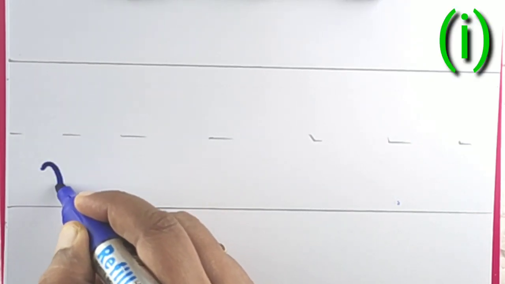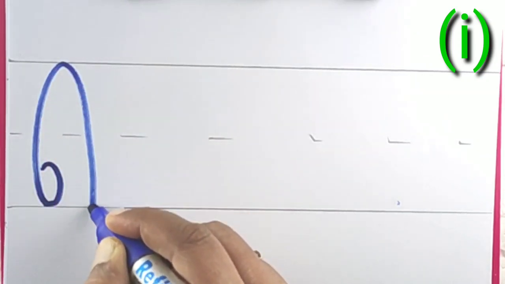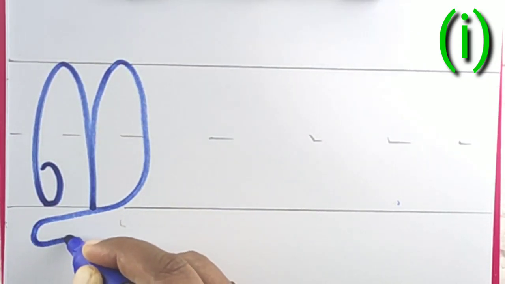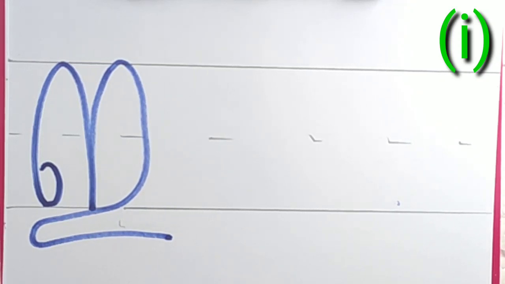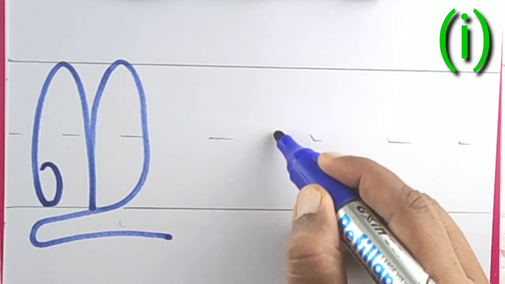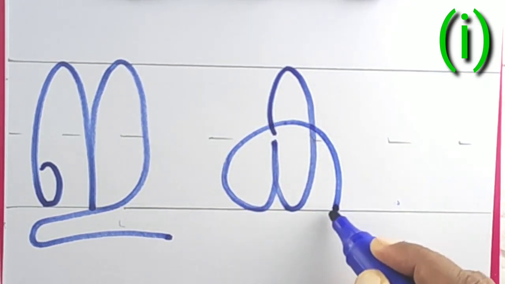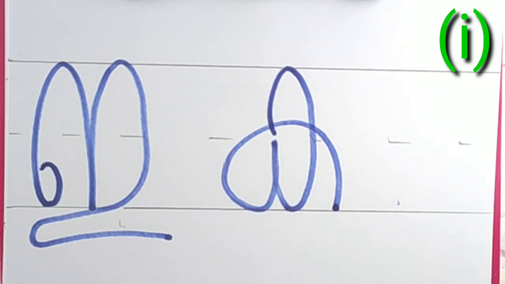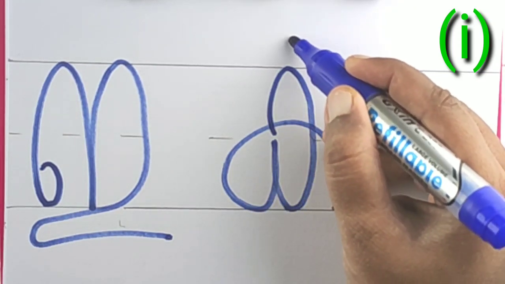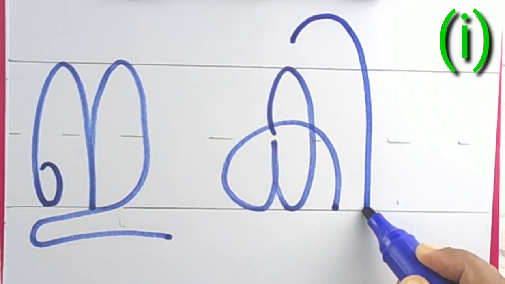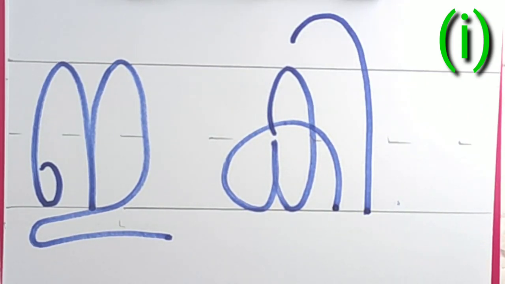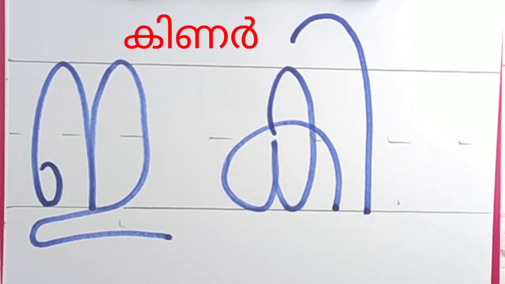The next vowel is E. Let's write E. Now let's see how we are going to use the E sound on the consonant Ka. So we'll write Ka first. And to make Ka with the E sound, we will put a single mark, this is called key now. This together it is key. Key as in kinnar. Kinnar means well.